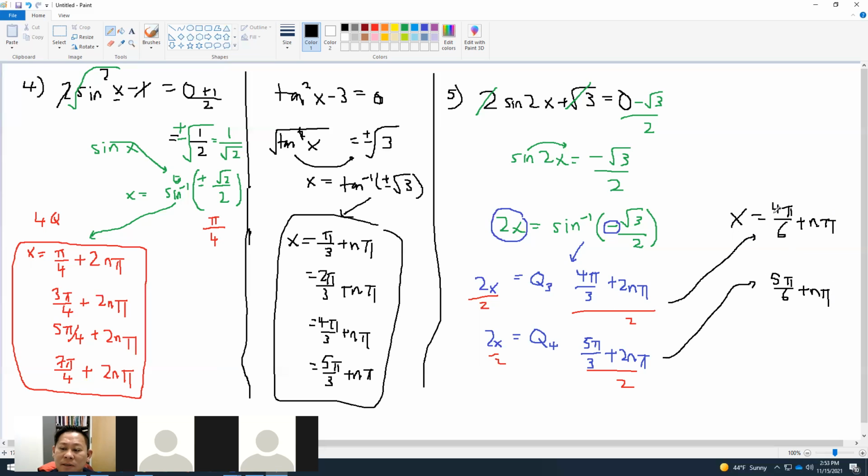Can we reduce 4, 6? It becomes what? 2/3, right? Yeah. So your answer in this case will be 2 pi over 3 plus n pi. 5 pi over 6 cannot be reduced, so that is your 5 pi over 6 plus n pi. So this is how we do this kind of questions.